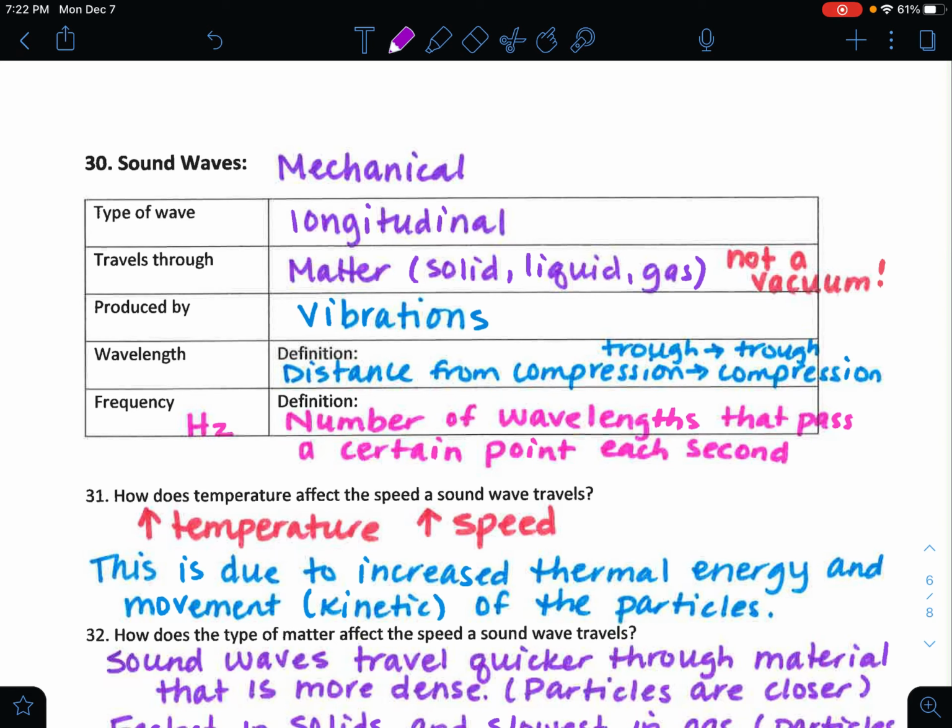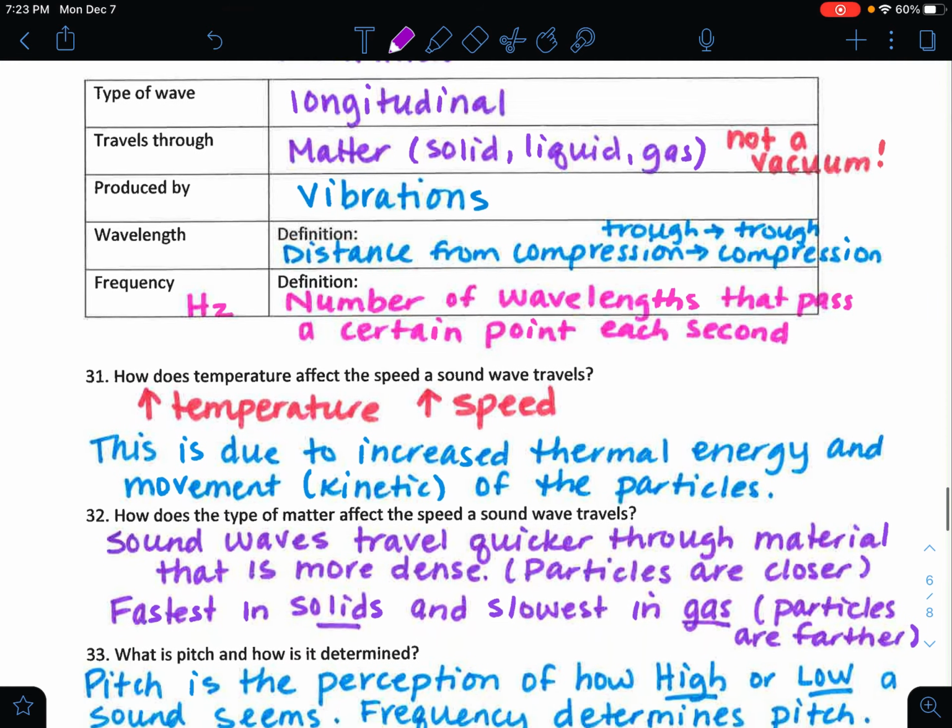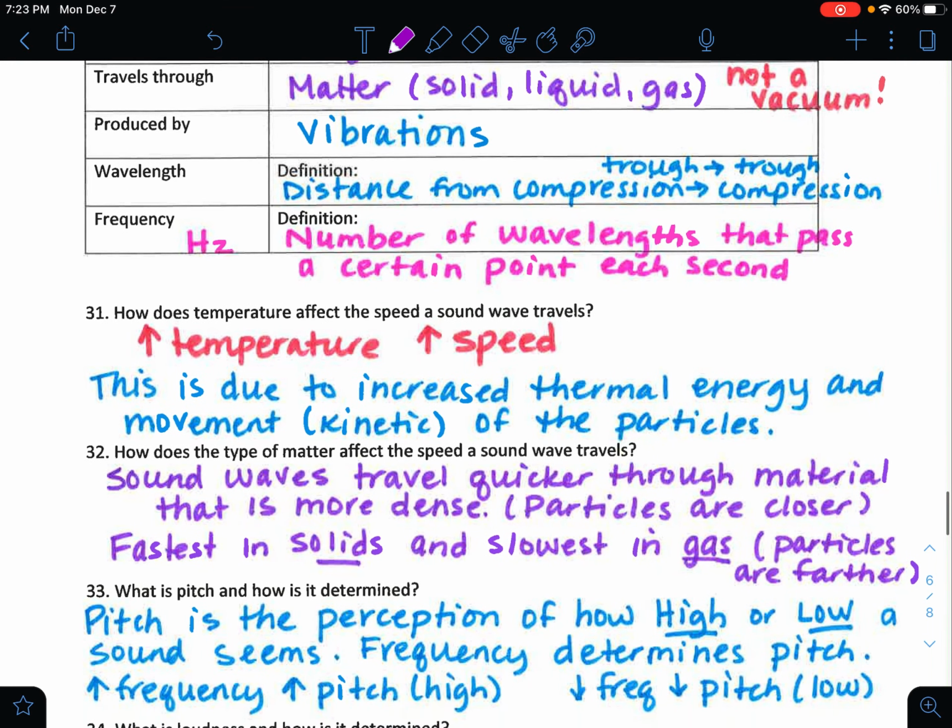Okay, so sound wave is a mechanical wave. These are some of the terms that we've already talked about. It's a longitudinal wave, travels through matter, solid, liquid, gas, not a vacuum. It's produced by vibrations. All waves are produced by vibration. The wavelength is the distance from compression to compression or trough to trough. Frequency is the number of wavelengths that pass a certain point each second, and the unit for that would be a hertz.